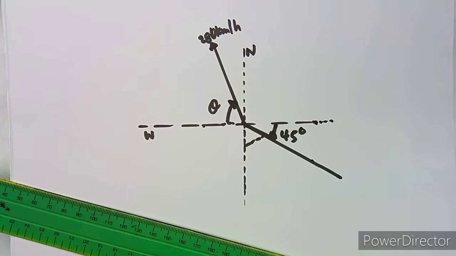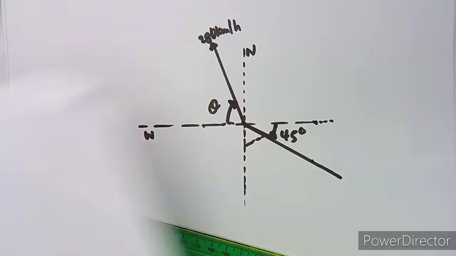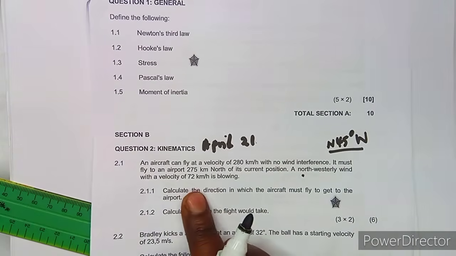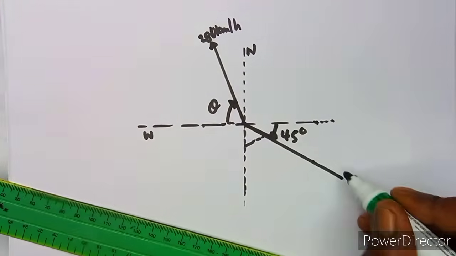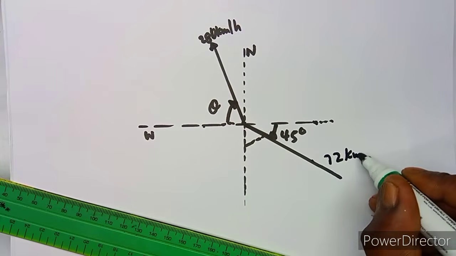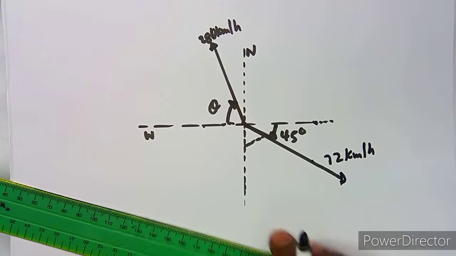And the wind, what do we have for the wind, guys? The wind is 72 kilometers per hour. So this is 72 kilometers per hour, and that is what you're going to have like that.